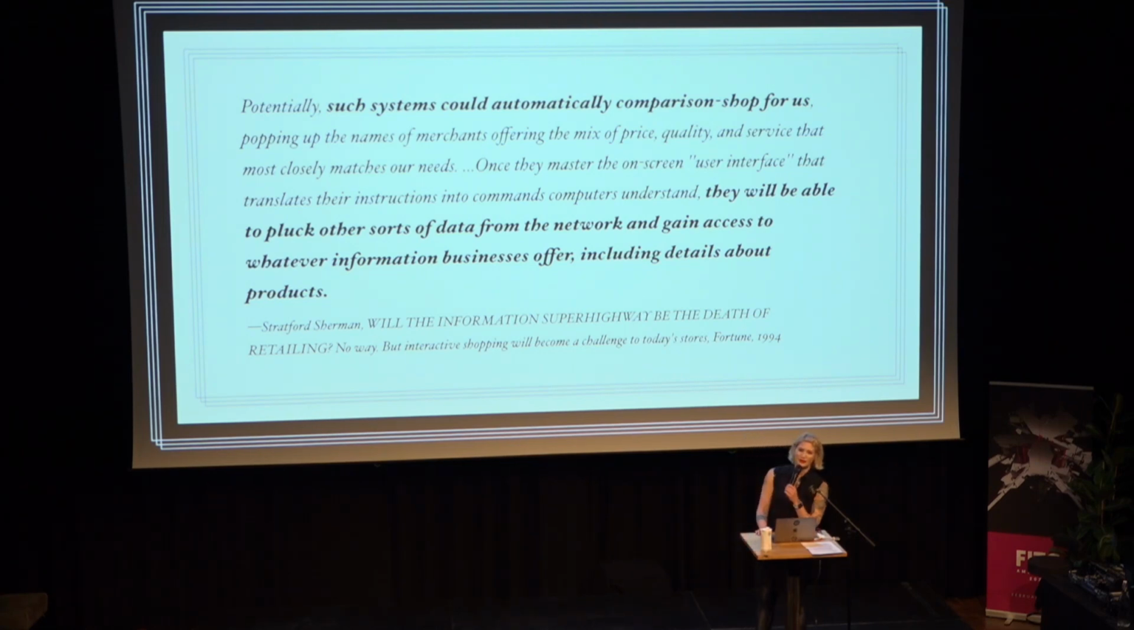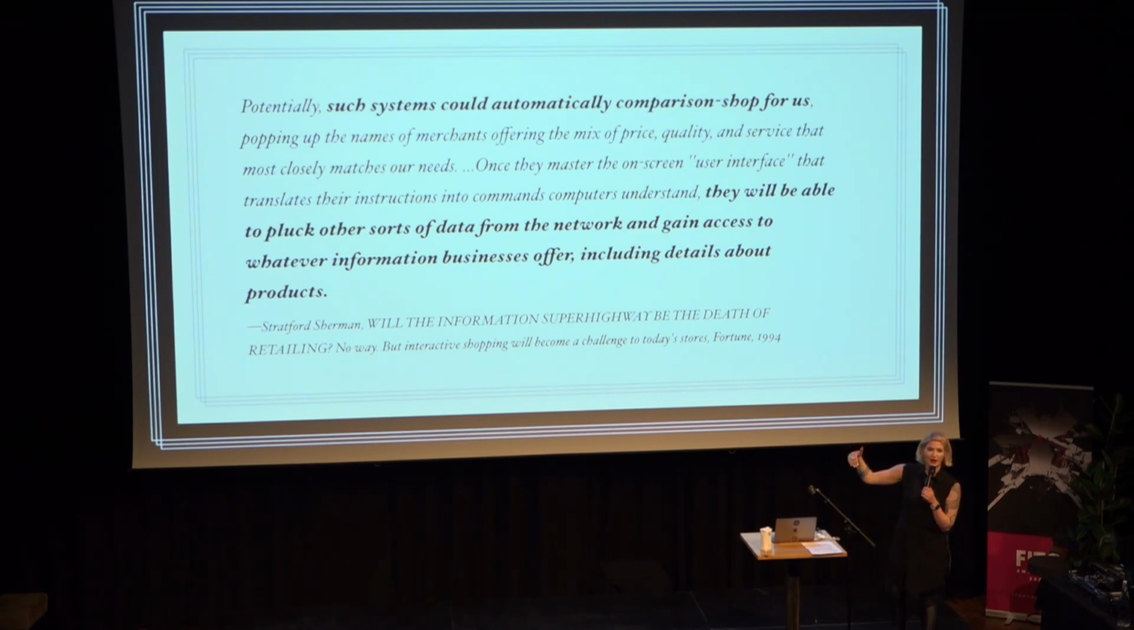This is actually one of my favorite articles I've read recently. It's from Fortune magazine in 1994, predicting the rise of online retail as rightly but as wrongly as they possibly could. They were right about everything, but they said it in the wrongest possible way. So they were saying systems could automatically comparison shop for us. Again, this is an article from 1994. The last one was from 2020. We're still saying that in the future this is going to happen, okay?